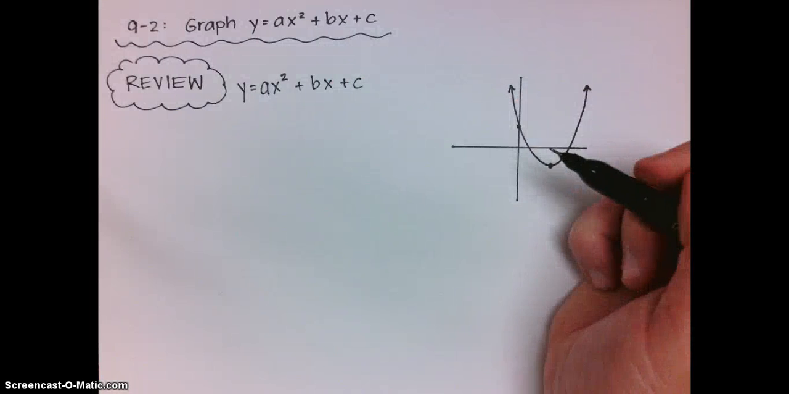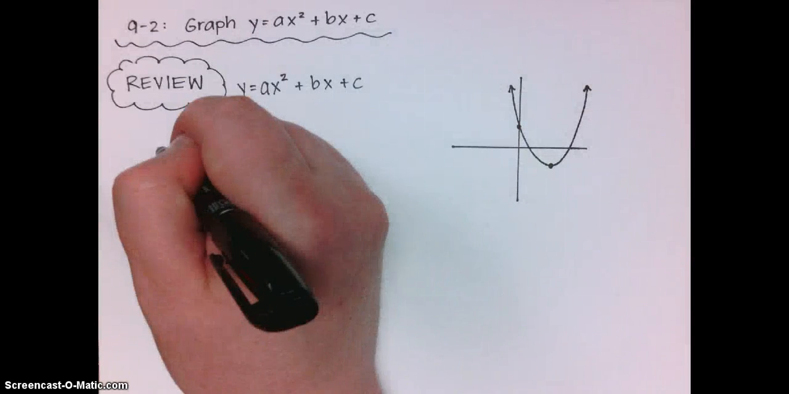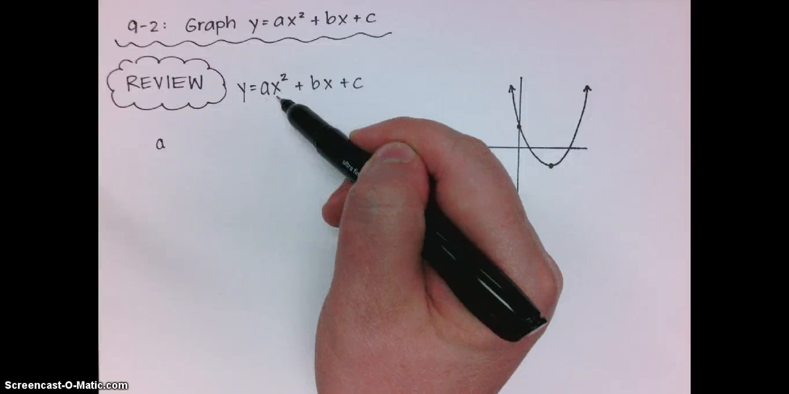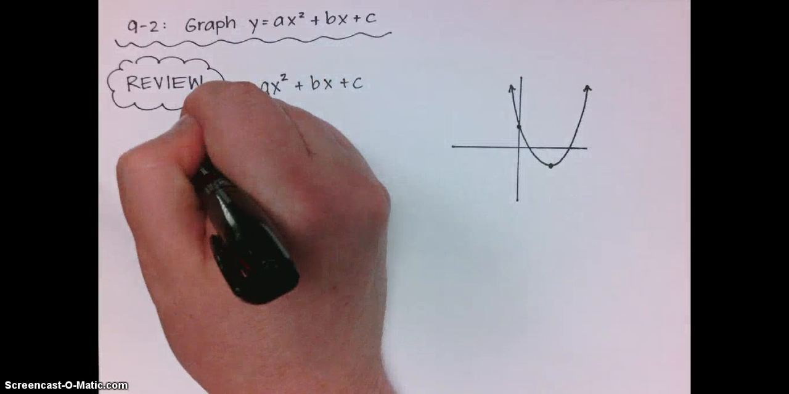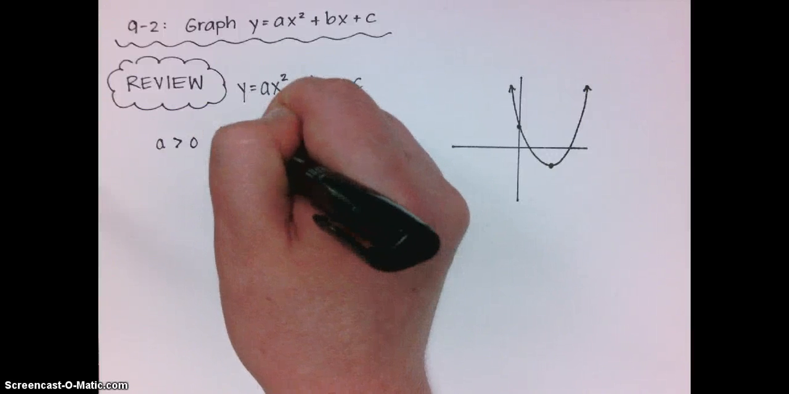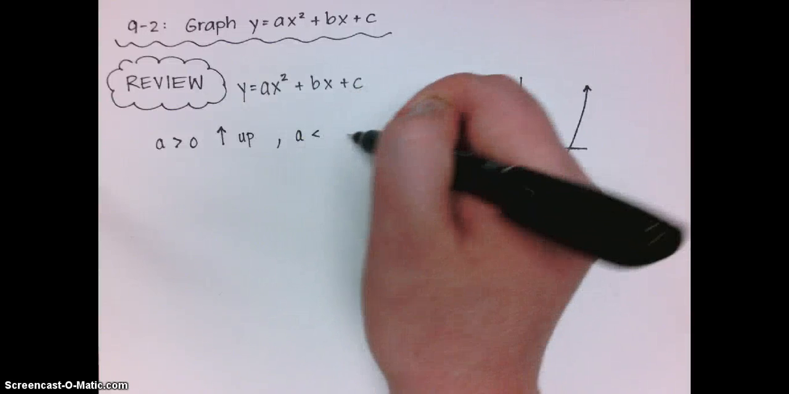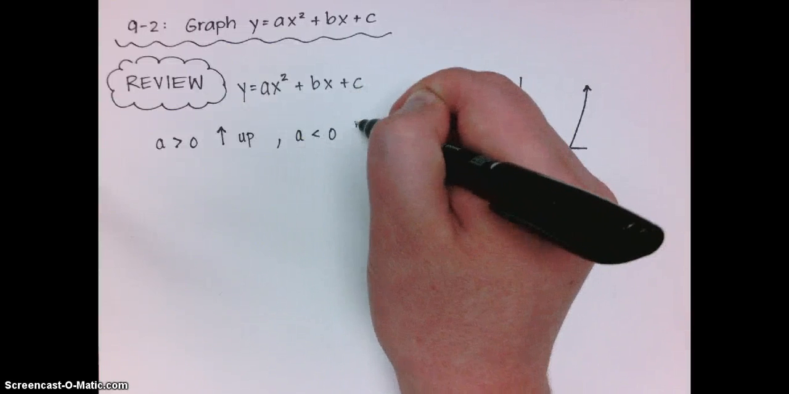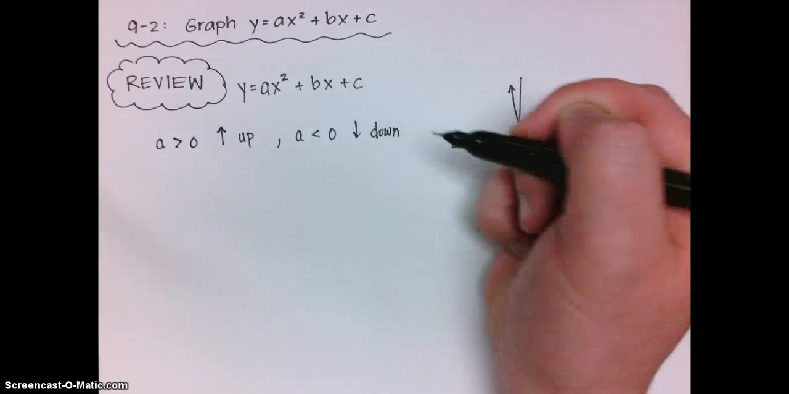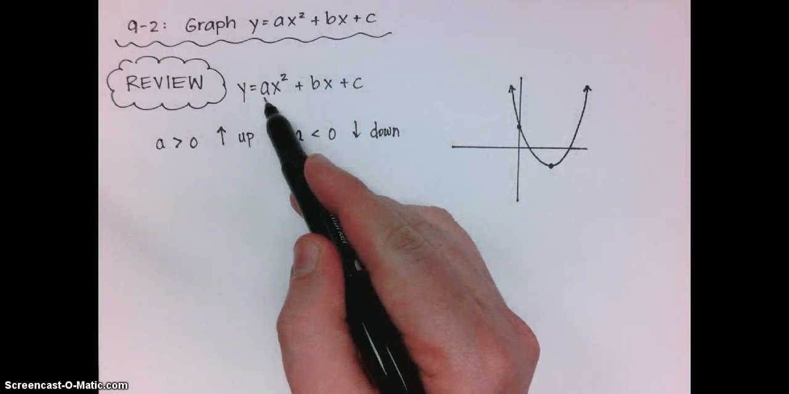Before we were even graphing this, we already knew a few things about it. If a, this coefficient right before the x squared, was greater than 0, we knew that it would be pointing up. And vice versa, when a was less than 0, we knew that it would be pointing downwards. So that was one thing that we already knew just by looking at this beginning coefficient.